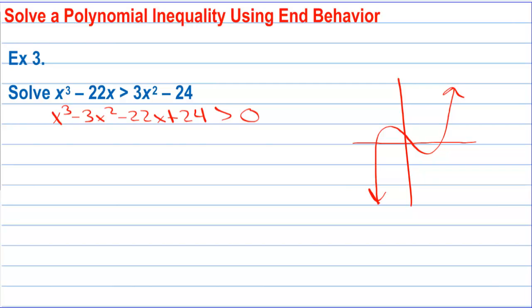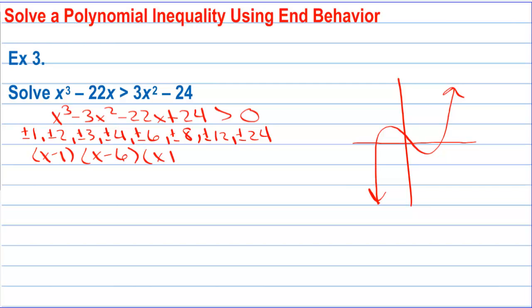But we need to find the zeros for this function. And the possible zeros are 1, 2, 3, 4, 6, 8, 12, and 24. And of course, we're going to have to test those synthetically. I'm going to fast forward and tell you that this factors into (x - 1)(x - 6)(x + 4), which now has to be greater than or equal to 0.